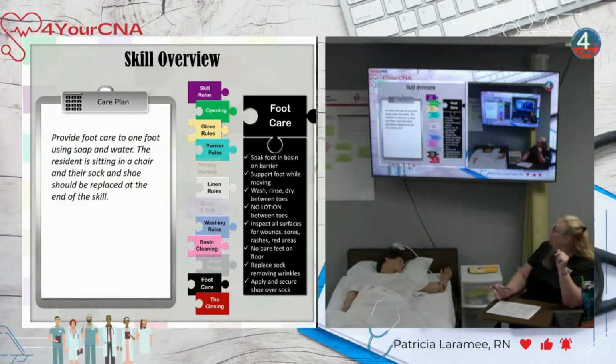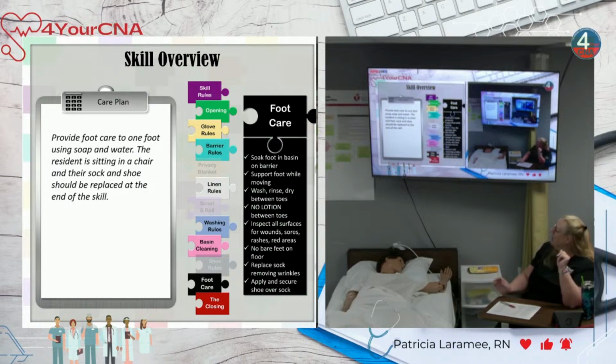Okay. It tells us to wash the foot using soap and water. If it told us to add some Listerine, what would we do? We're going to do what the care plan tells us to do, no matter how weird it seems to us.